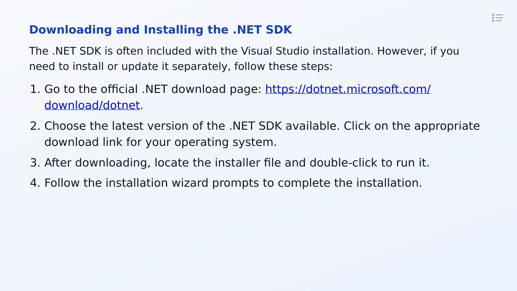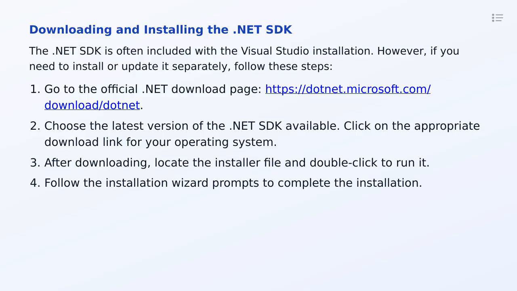Now, downloading and installing the .NET SDK. The .NET SDK is often included with the Visual Studio installation. However, if you need to install or update it separately, follow these steps. First, go to the official .NET download page, https://dotnet.microsoft.com/download/dotnet.